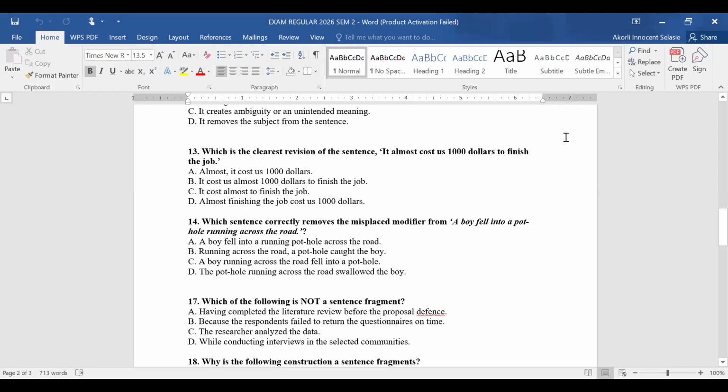Number 13. Which is the clearest revision of the sentence? It almost cost us $1,000 to finish the job. A. Almost, it cost us $1,000. B. It cost us almost $1,000 to finish the job. C. It cost almost to finish the job. D. Almost finishing the job cost us $1,000.